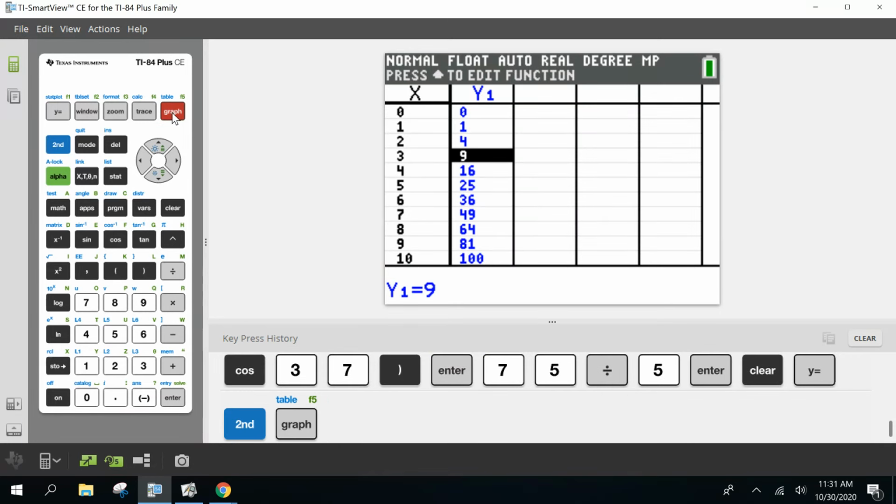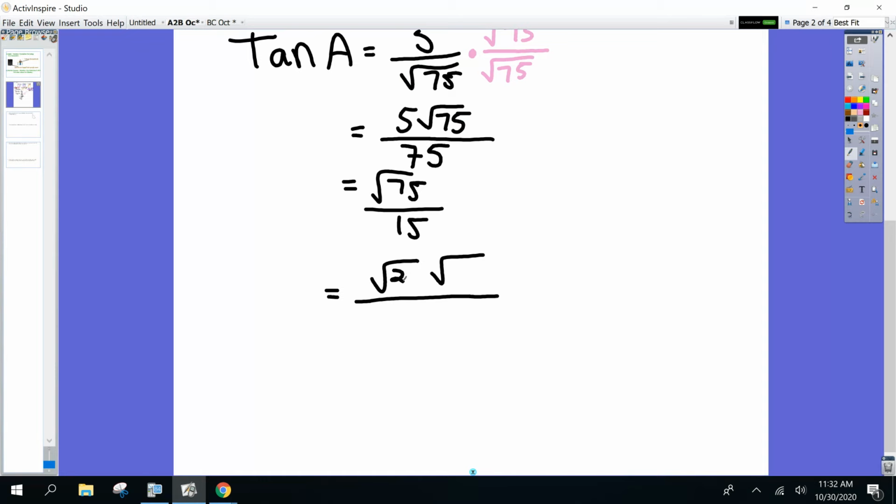So do any of those go into 75? You're darn right they do. One of them does. 25. So 25 under 1. What should go underneath the other radical? What 25 times what will give me 75 back? 3. Yep. Over 15. That's how you break down that radical. Find a perfect square that goes into it.